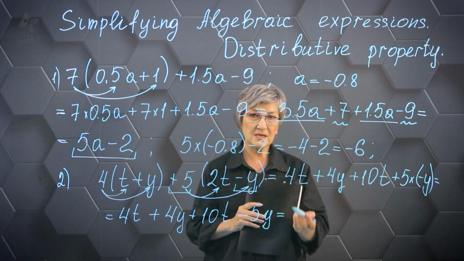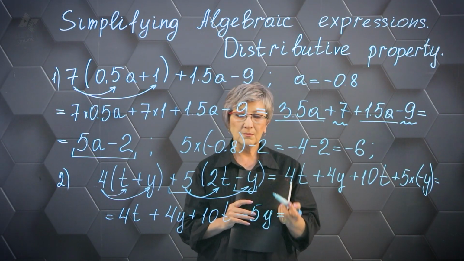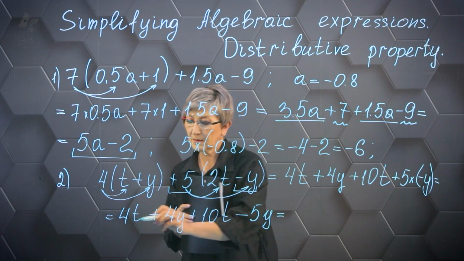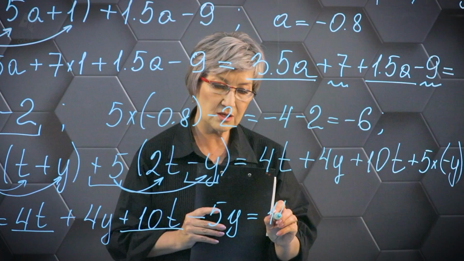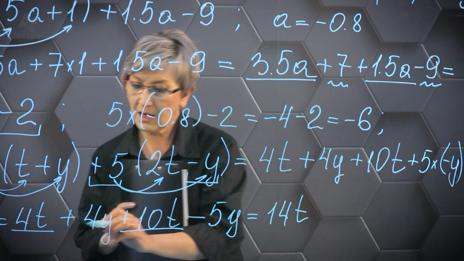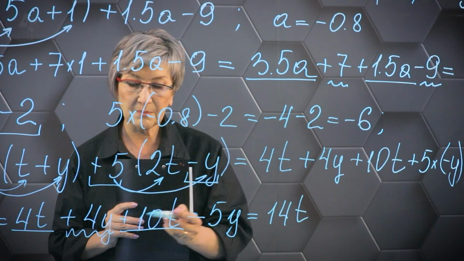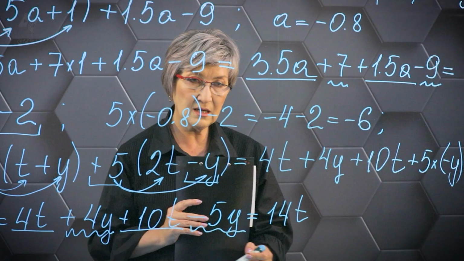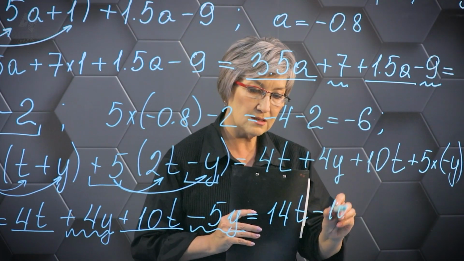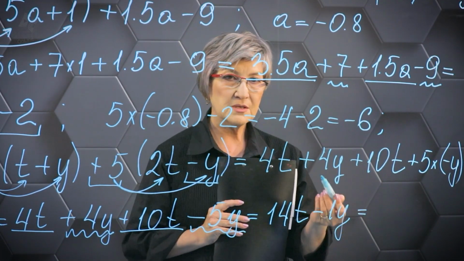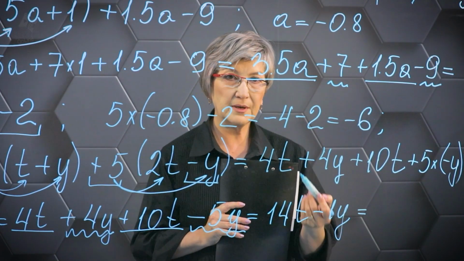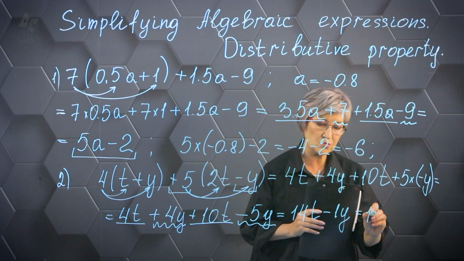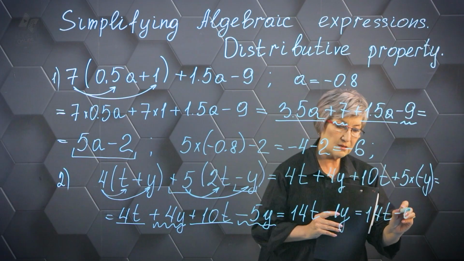In order to write down the final answer, we'll find similar summands. 4t plus 10t is 14t. And 4y plus minus 5y is minus 1y. The coefficient 1 may not be written down, so I'm going to write down the final answer as 14t minus y.